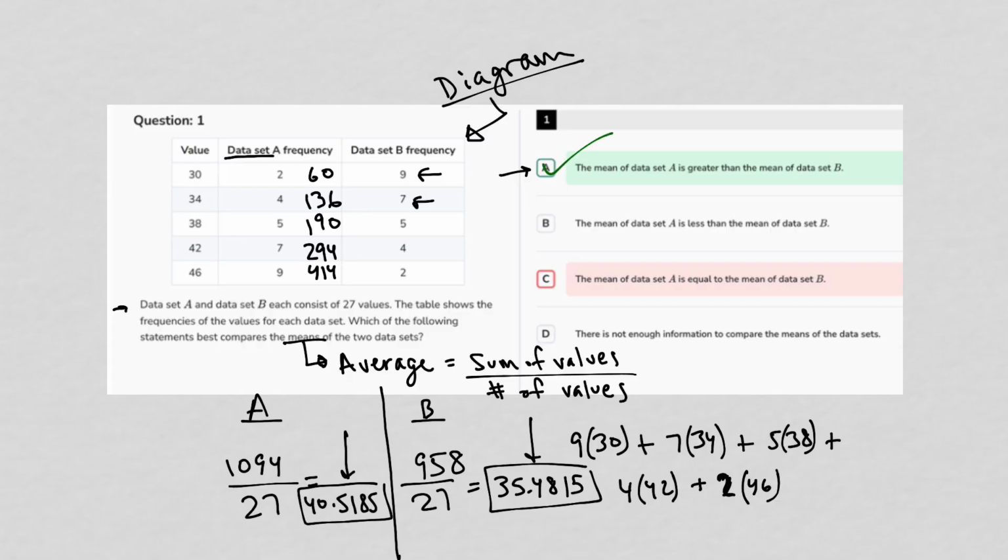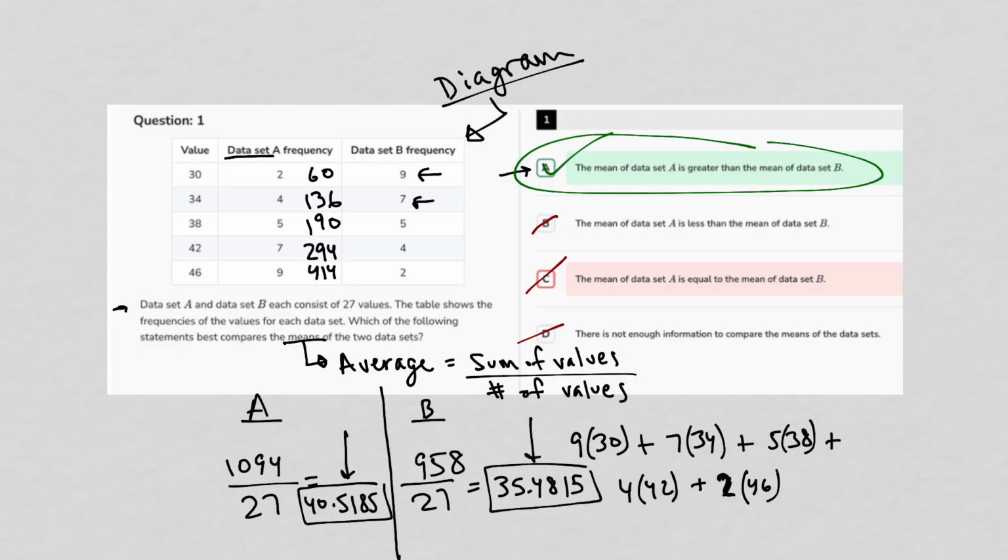Choice B, the mean of data set A is less. Absolutely not. Choice C, the mean of data set A is equal. Absolutely not. Choice D, that there is not enough information to compare the means of the data sets. Absolutely not true, right? So choice A is the best answer to this question. And again, all we did was find the means.